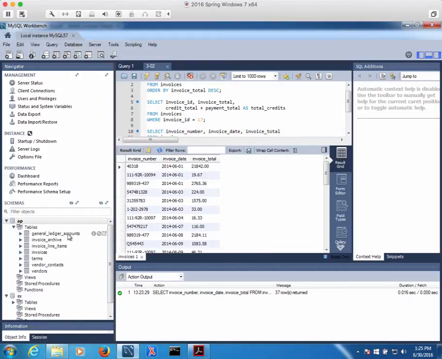General ledger accounts, invoice archive, invoice line item, invoices, terms, vendor contacts, vendors. Okay, so it's really separated out. It's going to take some getting used to. In order to answer a question that you have about your application, you're going to have to figure out what tables hold the answers, and you're going to have to learn how to join them into a query that uses more than one table. Well, we're not doing that in Chapter 3.